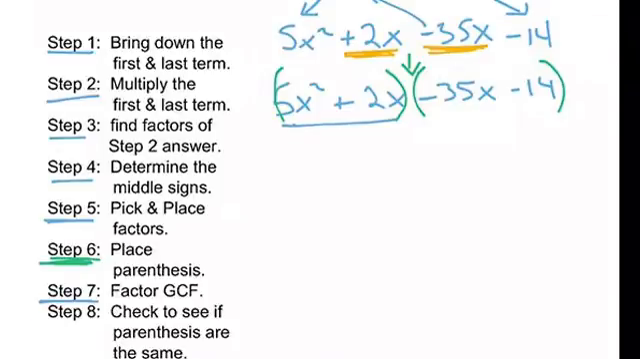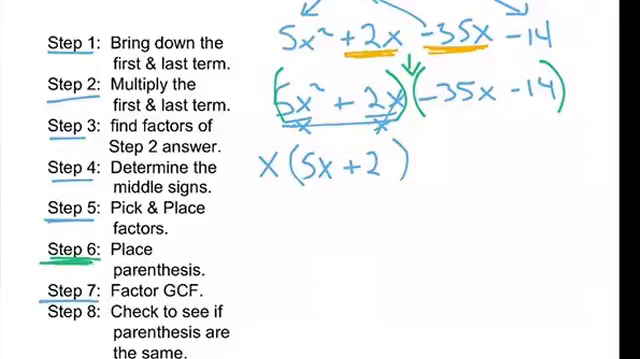No numbers common, but I do have a variable. So I'm going to factor out the x. Now this is the same thing as doing 5x squared divided by x. Leaves me a 5. X squared divided by x is x. Same thing over here, 2x divided by x gives me a positive 2, and the x's cancel each other out.